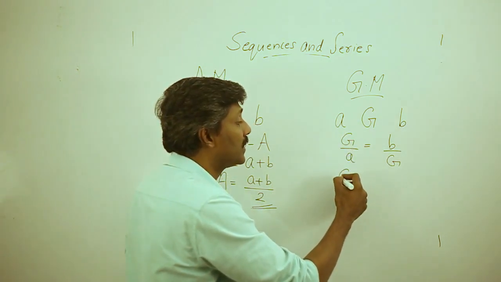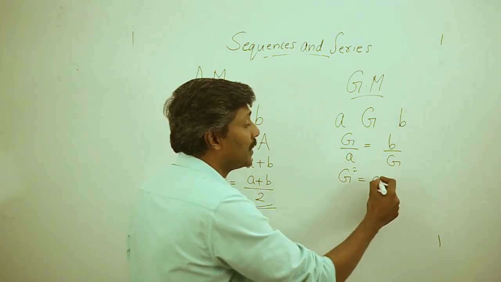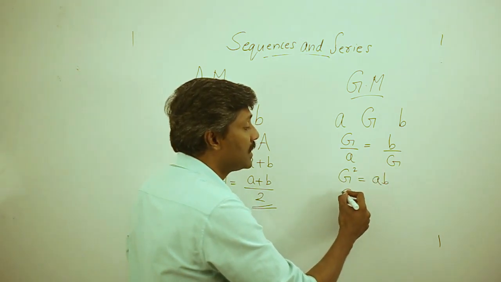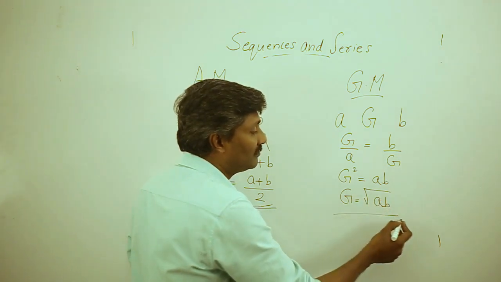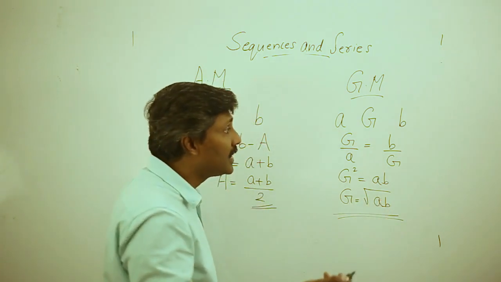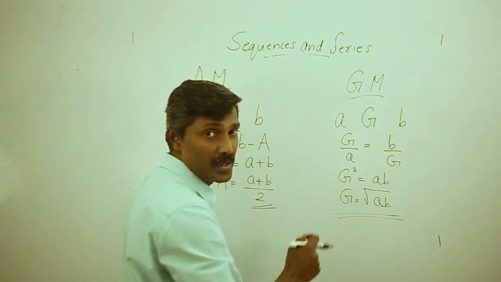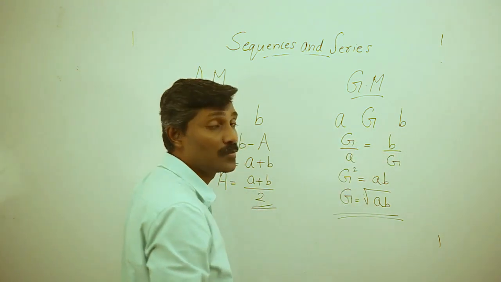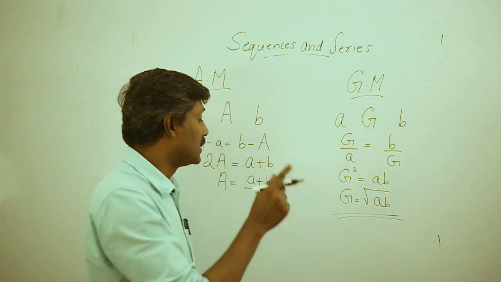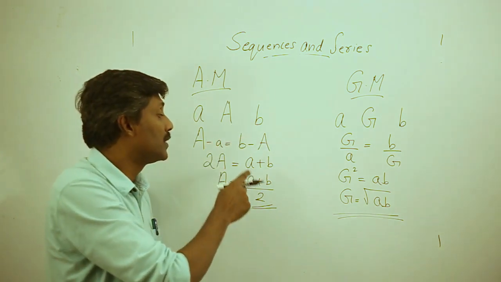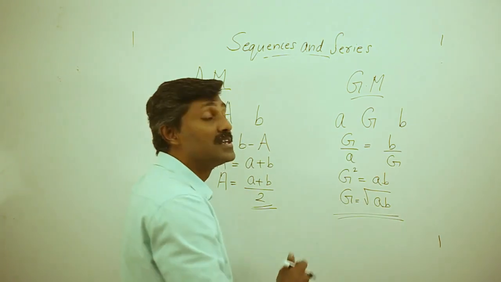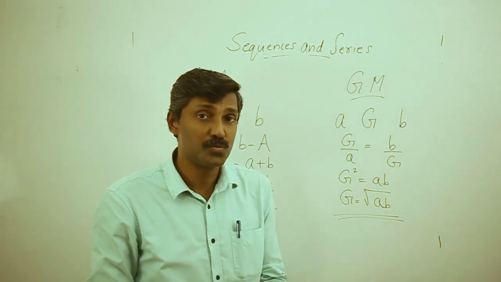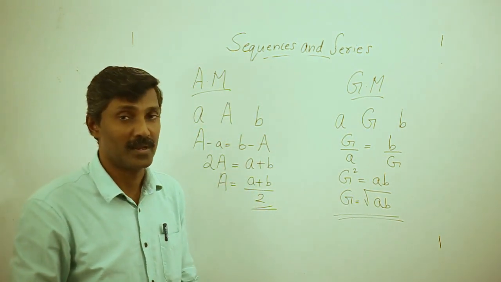Cross multiply, you get G square is equal to ab, or I can say G is equal to square root of ab. So the geometric mean between two numbers a and b is nothing but square root of ab. So the arithmetic mean between a and b is a plus b by 2, and the geometric mean G is given by square root of ab. These two are very important, please keep in mind.